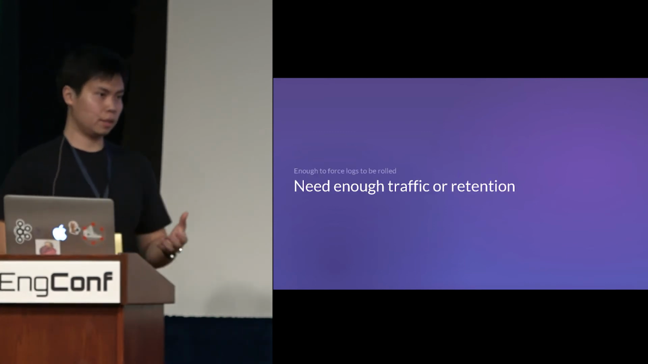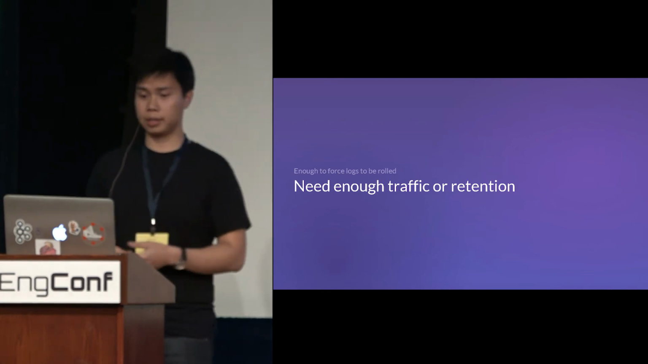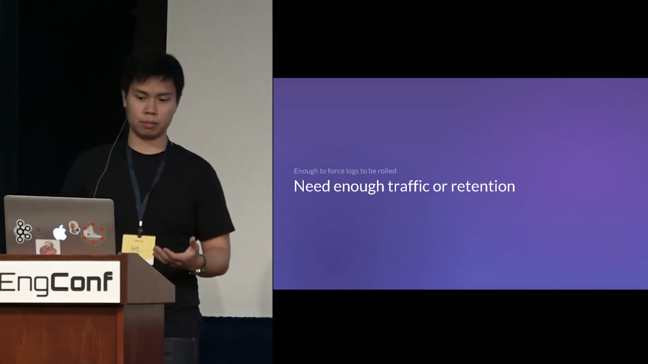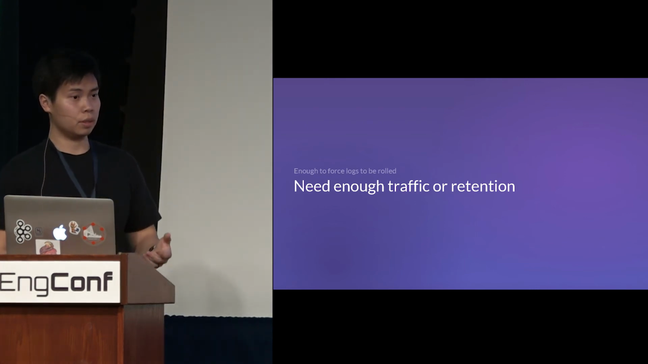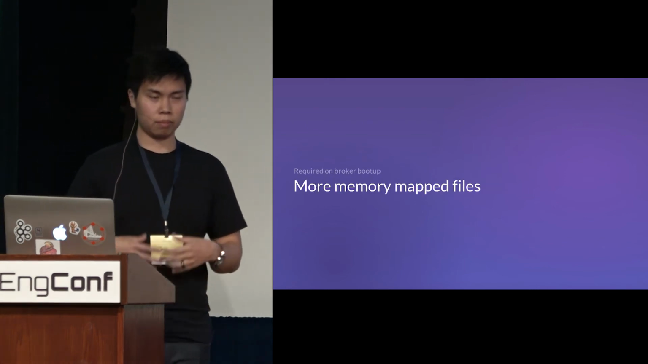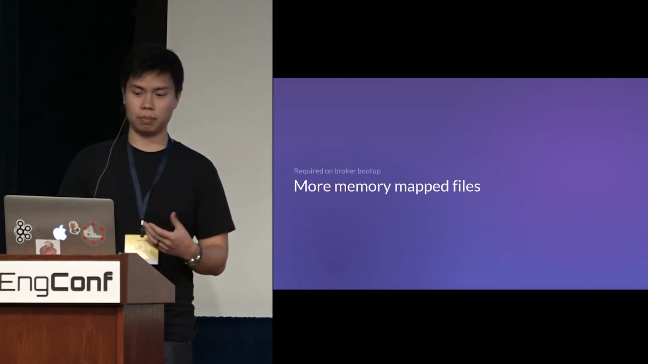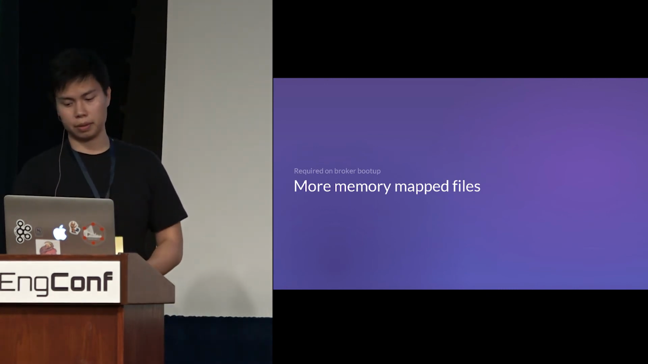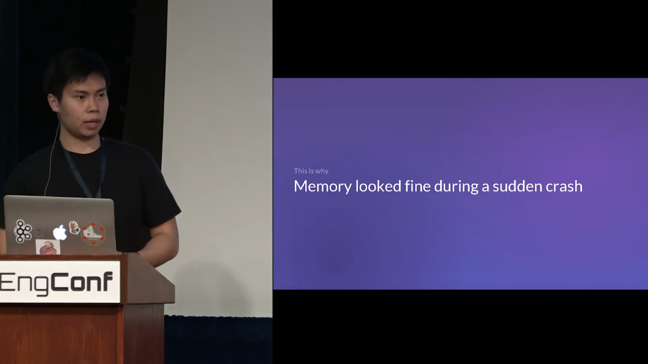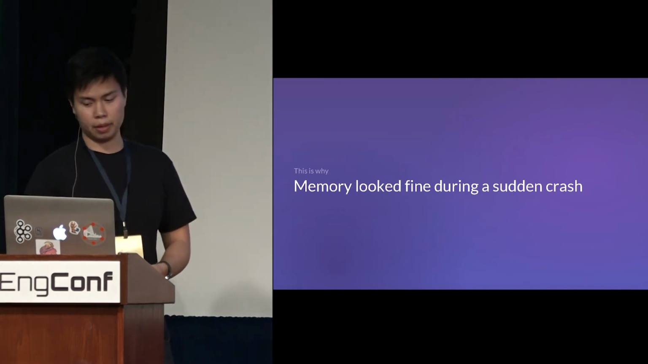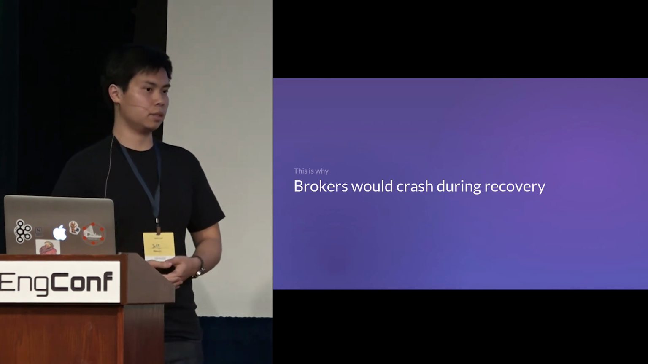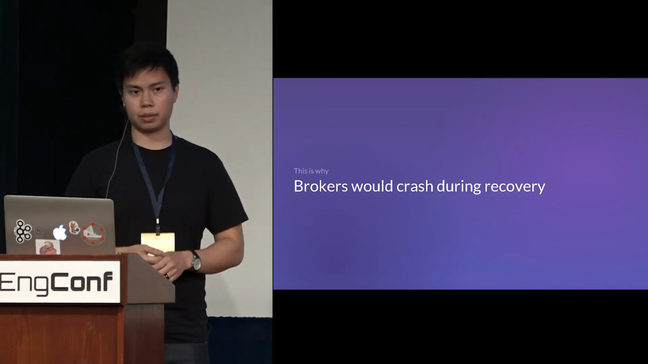So we needed there to be enough traffic or retention to force enough logs to be rolled so that it would in turn create more log segments, which then would result in more memory mapped files being required on a boot up. So this is why memory looked fine during a sudden crash. And this is why brokers would crash when they go to recover their logs.